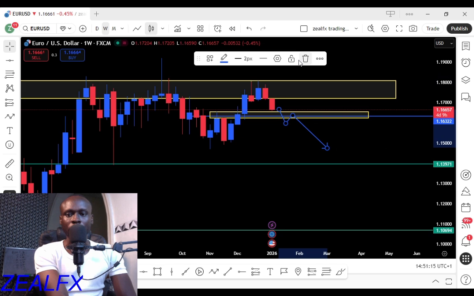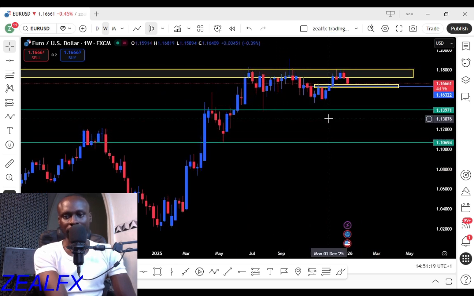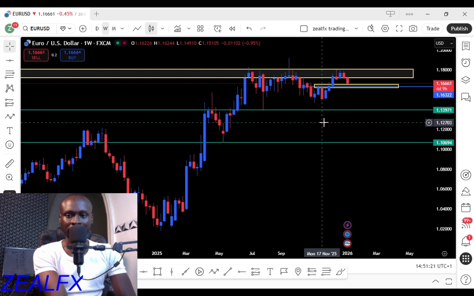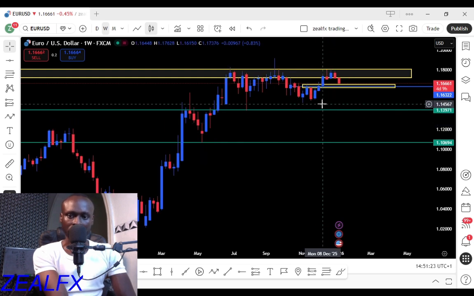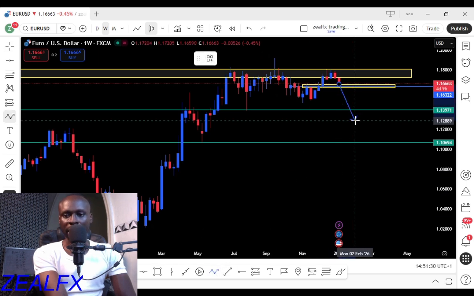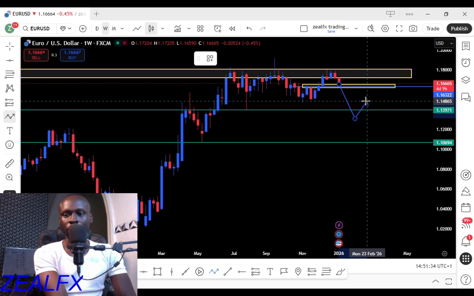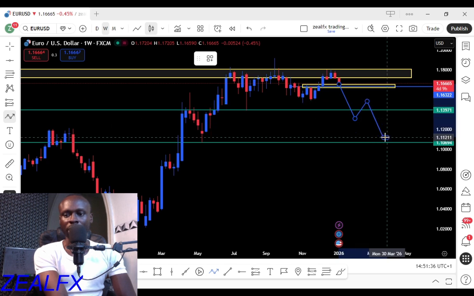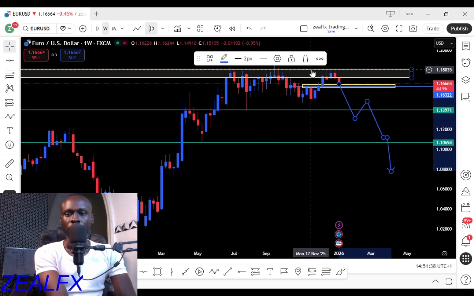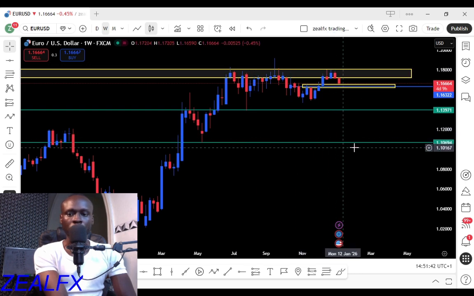So let's look at the trend on the weekly chart. Euro USD on the weekly chart still remains in a sideways trend. We don't have a clear direction yet on the weekly chart for the Euro USD until we see price break below this level, which is a higher low. Then we can say we have a clear direction for a bearish trend on the weekly chart for Euro USD. So currently we don't have a clear direction yet. So let's go back to our daily chart.